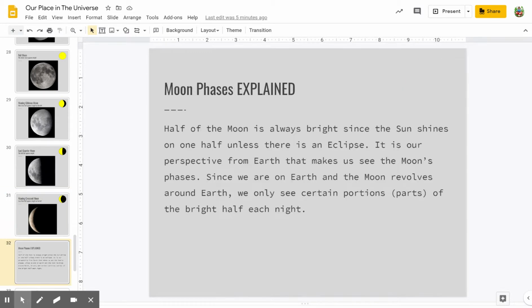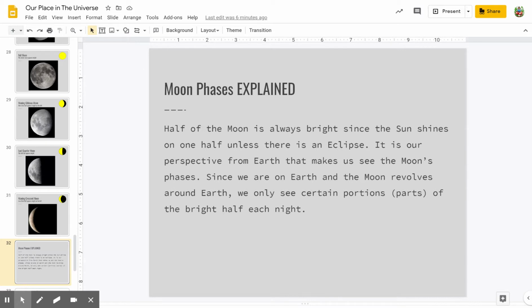So now let's talk about why we see these moon phases. And I'm going to explain this a little bit better later on. I'm going to show you a 3D diagram of how the moon phases work, but I'm going to go ahead and explain it in words, and then I'll show you that diagram later. Okay? So half of the moon is always bright since the sun shines on one half unless there is an eclipse. It is our perspective from Earth that makes us see the moon's phases.